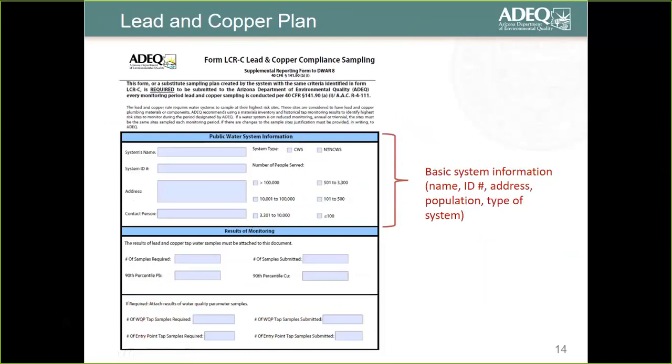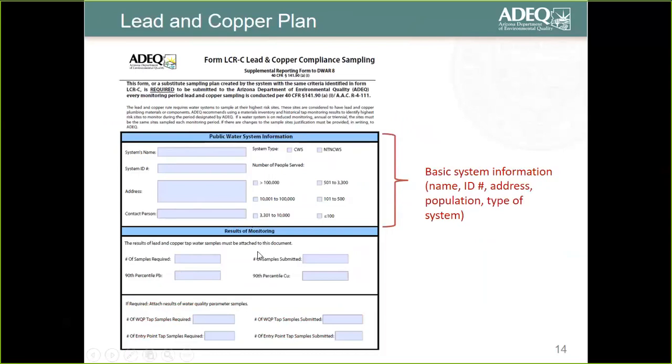So to go to the first page of the plan, this is the first page of the plan. The first section goes over the basic system information, so the section over here. So just system name, ID number, population served, and so on. The next section asks for the number of samples you're required to take. So this section over here.